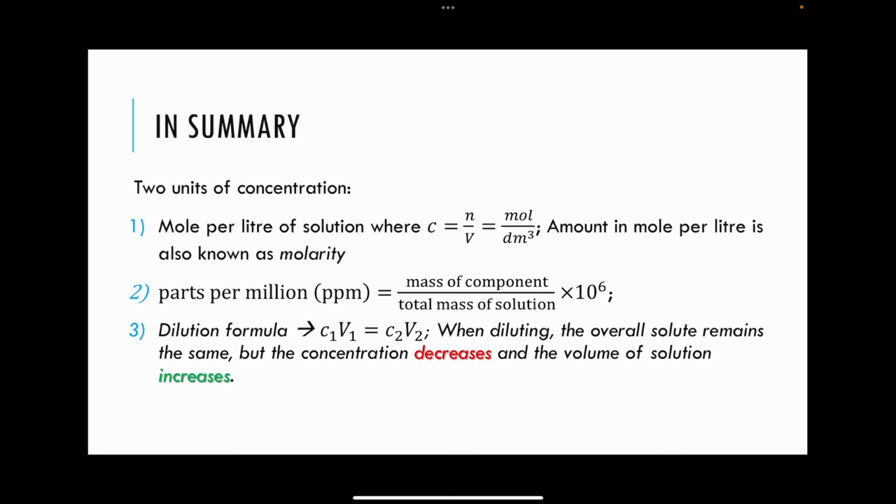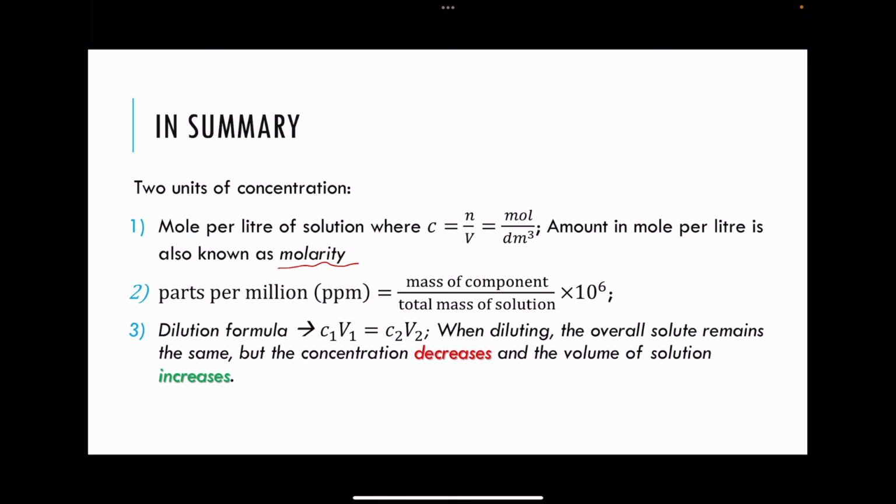Here's a summary of this session. The 2 units of concentration: mole per liter and parts per million. Mole per liter, which is amount in moles of solute per liter of solution, is also known as molarity. So sometimes if you hear people asking what's the molarity of this solution, we understand that they want the molar concentration of a particular solution.